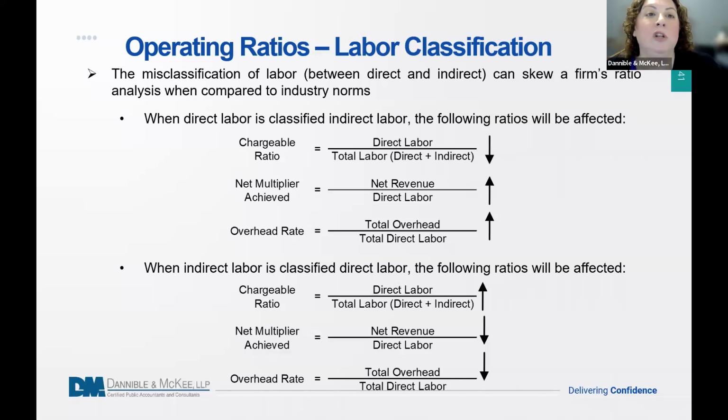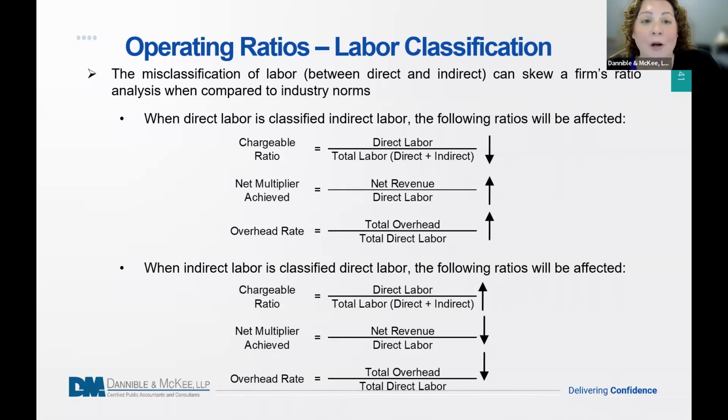So we talked a little bit before about your employees understanding how to charge their labor. So ensuring that they are categorizing direct labor and indirect labor correctly, because if they do not, these ratios will be irrelevant to you. So when direct labor is classified in indirect labor into your overhead expenses, the following ratios are going to be affected: your chargeability ratio, your net multiplier achieved, and your overhead rate.